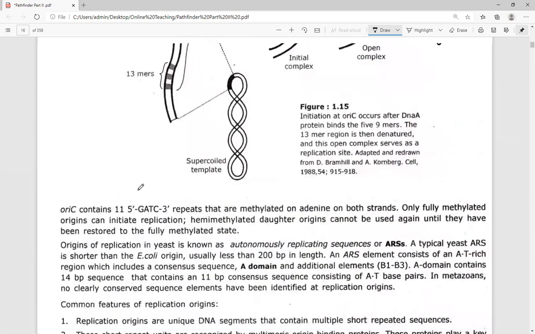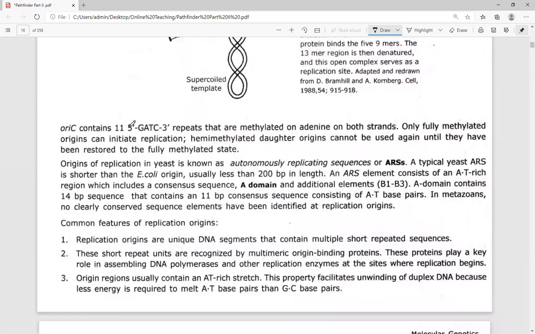Now, the oriC contains 11 5' to 3' repeat sequences called GATC repeats that are methylated on adenine on both the strands. On full methylation, origins can initiate replication. Hemimethylated daughter strands, which have just replicated, cannot be used again for replication to take place until the methylation state is restored.